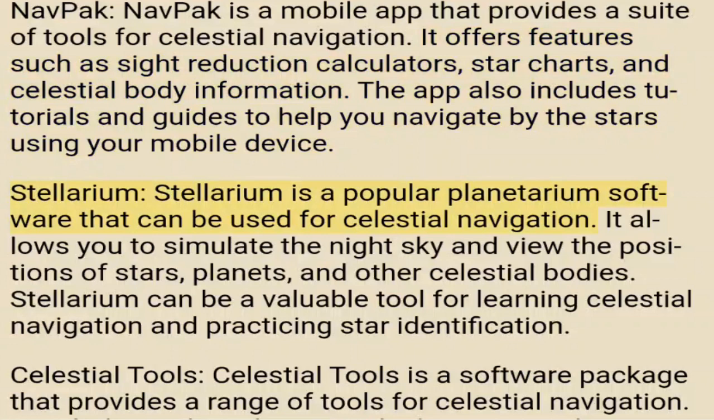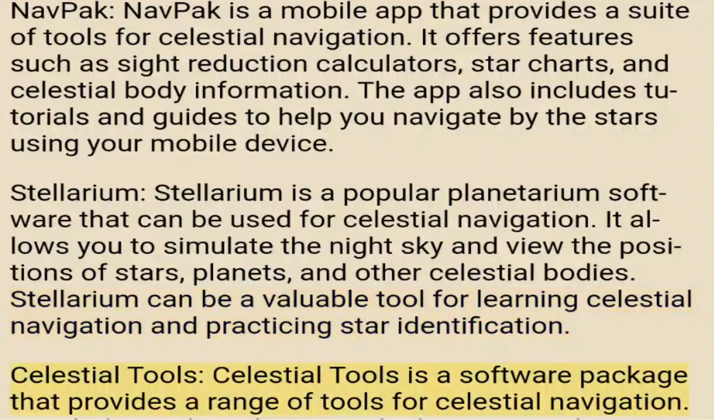Stellarium. Stellarium is a popular planetarium software that can be used for celestial navigation. It allows you to simulate the night sky and view the positions of stars, planets, and other celestial bodies. Stellarium can be a valuable tool for learning celestial navigation and practicing star identification.